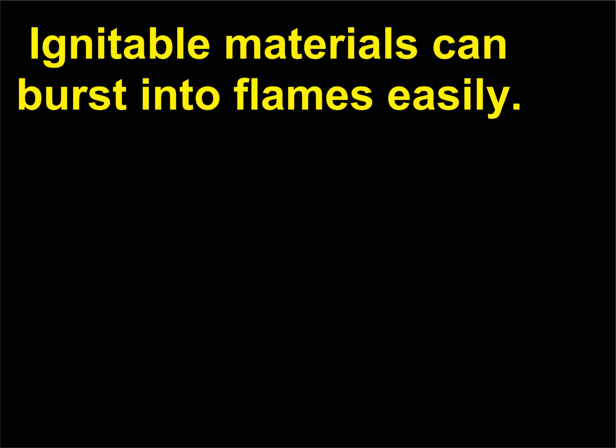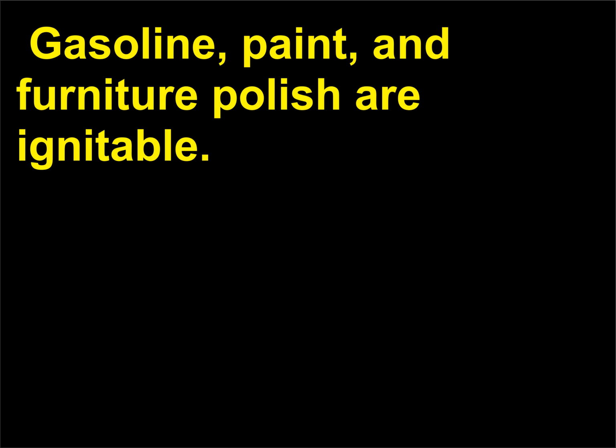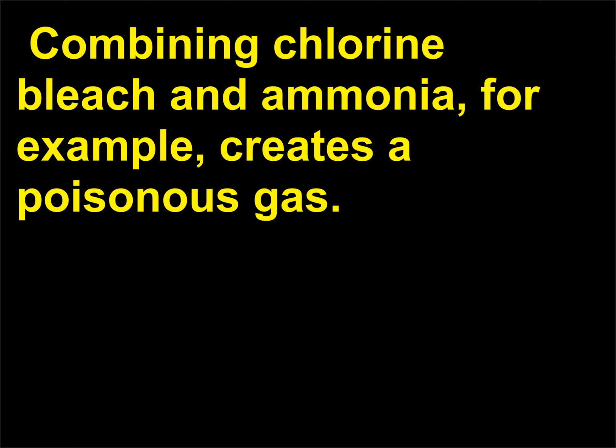Ignitable materials can burst into flames easily. These materials pose a fire hazard and can irritate the skin, eyes, and lungs. Gasoline, paint, and furniture polish are ignitable. Reactive materials can explode or create poisonous gas when combined with other chemicals. Combining chlorine, bleach, and ammonia, for example, creates a poisonous gas.